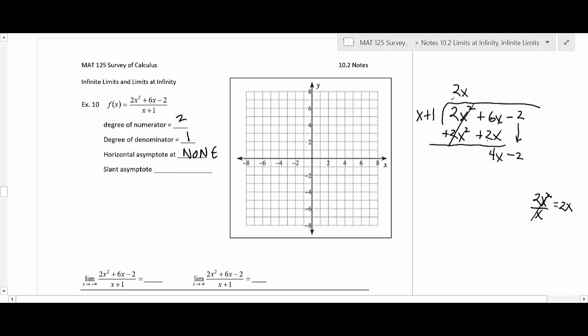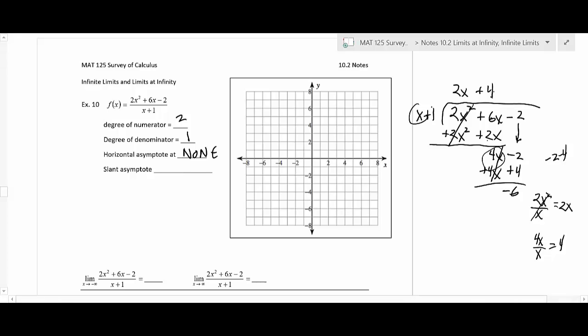Then you start over again and do this division. We divide 4x by x, so that's equal to positive 4. So we put that up there. Then you multiply. 4 times x is positive 4x. Positive 4 times positive 1 is positive 4. Well, you're going to end up with a remainder. When you subtract, 4x minus 4x is nothing, but this is really negative 2 minus 4, so that's negative 6. That's a remainder.